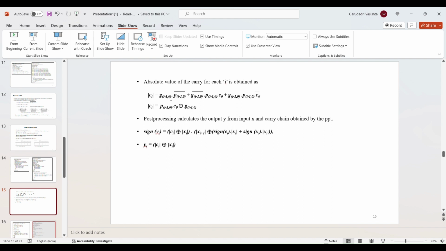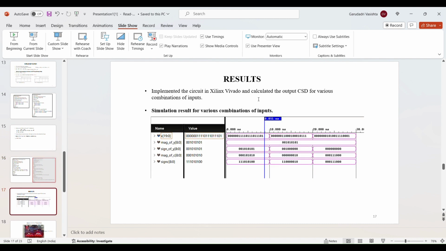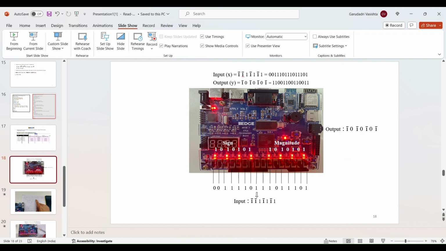In that we are implementing the sign of the output and the magnitude of the output. There are equations to implement those, and these are the Verilog modules to implement those equations. We have taken this output into the FPGA, and we can show the output through the LEDs of the FPGA. These are the simulation results for some random inputs. As you can see here, in the FPGA there are sliding switches and LEDs.